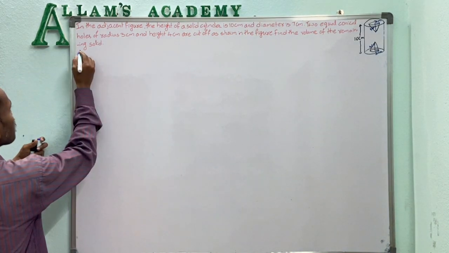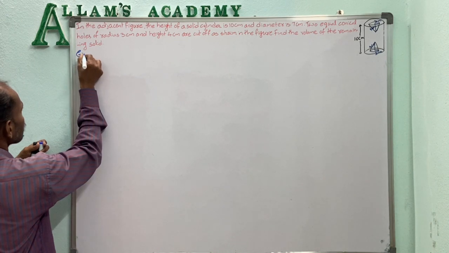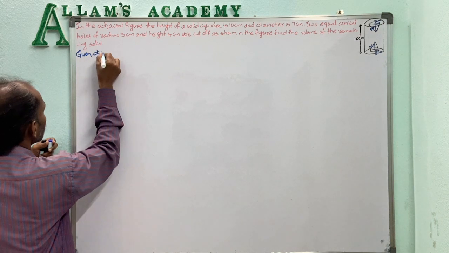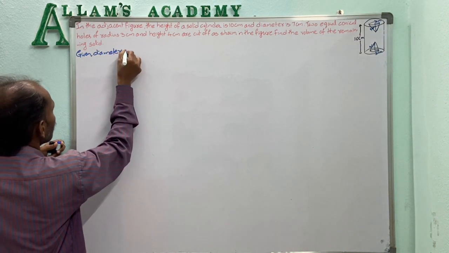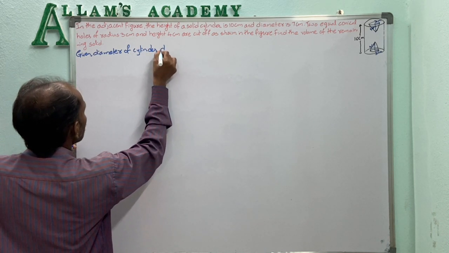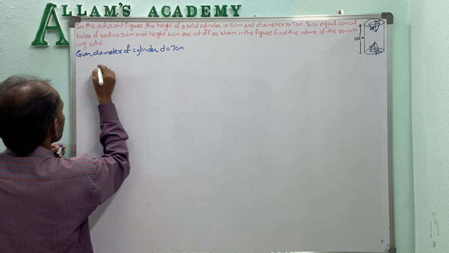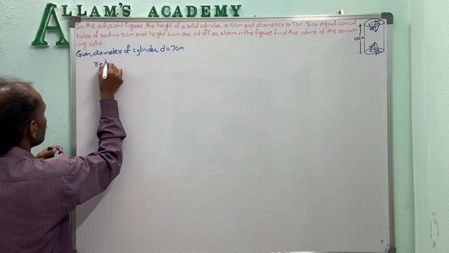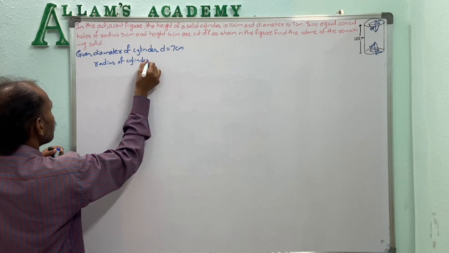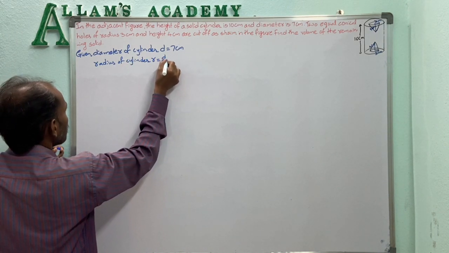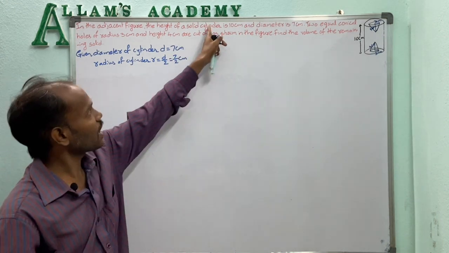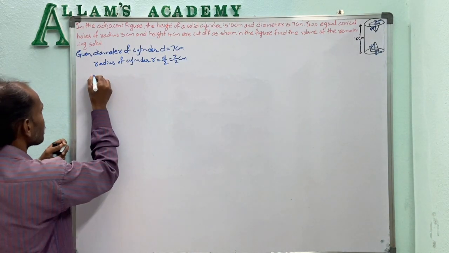So given information, writing. Diameter of cylinder D equal to 7 centimeters. So radius of cylinder R equal to D by 2, equal to 7 by 2 centimeters. Next, height of the cylinder is 10 centimeters, given.